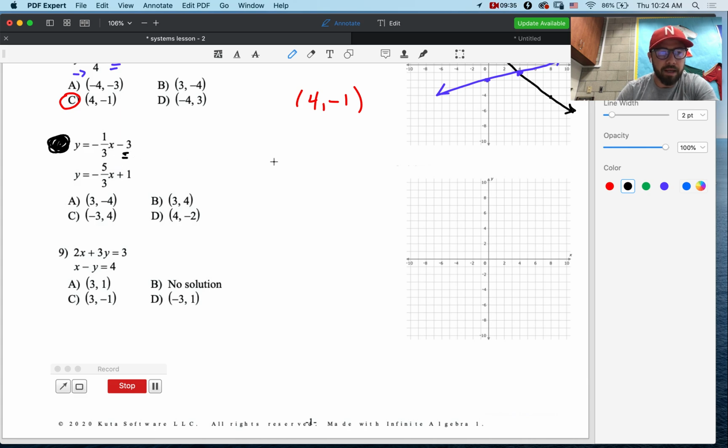Okay, y-intercept at -3, down 1, 2, 3, put a point there. That's not a good point, but I'll take it. Okay, down 1, right 3, down 1, right 3, down 1, right 3, down 1, right 3. And I'm going to keep going up and left, up and left, up and left.